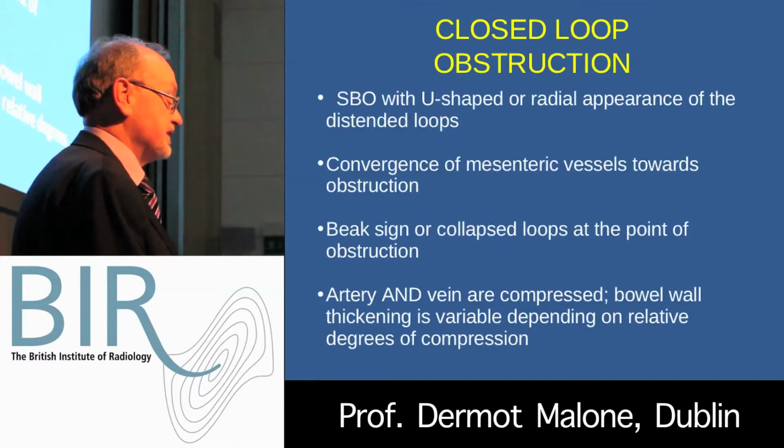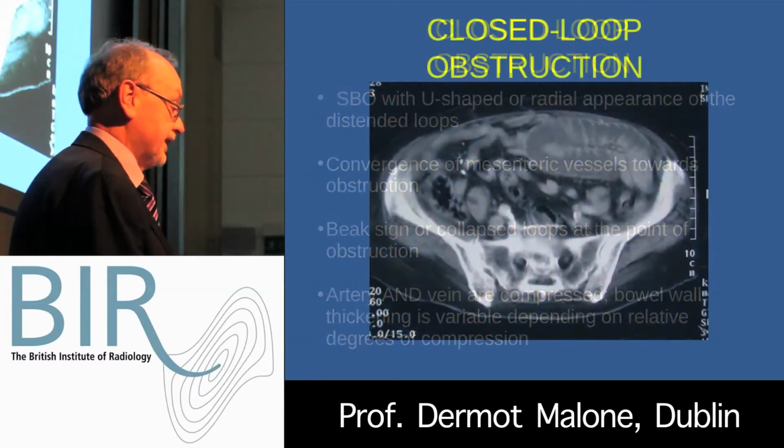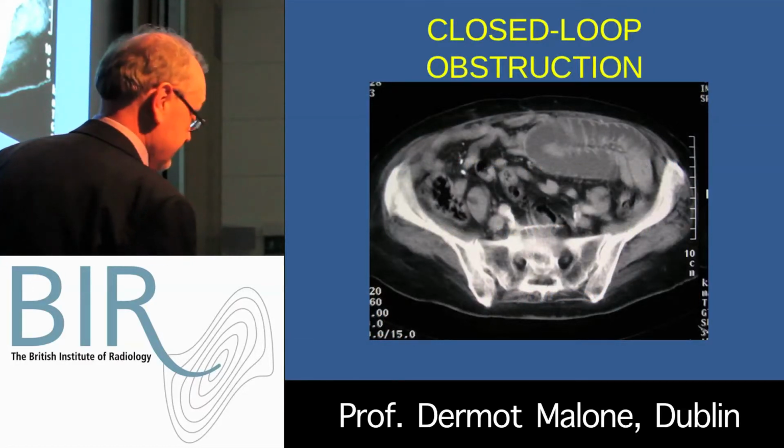What the bowel wall looks like depends on how tight the twist is. Obviously, if it is just like a tourniquet, tight enough to stop the venous outflow but not tight enough to stop the arterial inflow, the bowel is going to get very congested. If it's really tight and the arterial inflow is cut as well, the bowel wall may look thin. This is a closed loop obstruction occurring in the plane of the scan, which is relatively unusual.